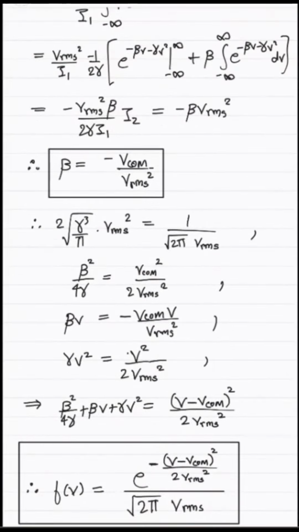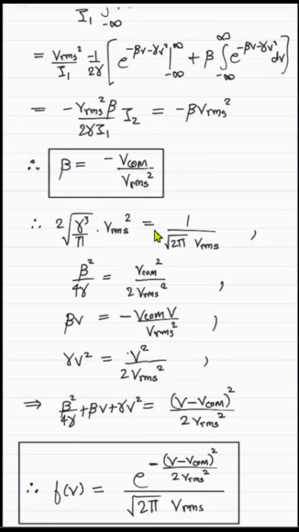So basically you just get this stuff. This 2 square root of gamma cube upon pi times VRMS squared, that happens to be 1 upon square root of 2 pi times VRMS when you put the value of gamma in this. Then beta squared upon 4 gamma, just put the value of beta and gamma. You just get v center of mass squared upon 2 VRMS squared. Then beta times v, that's equal to this thing. Gamma times v squared equal to that.